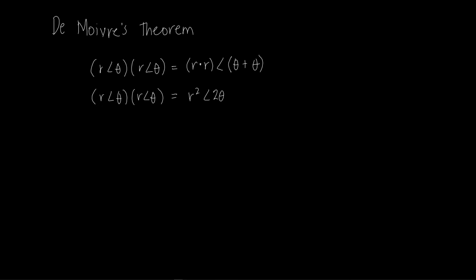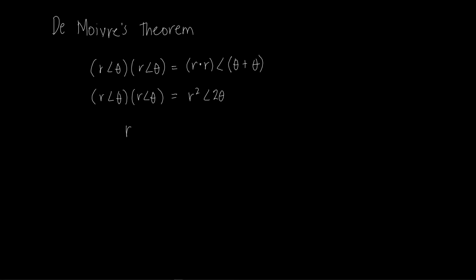Okay, so going back now, we have r squared angle 2 theta. Right? In our rule for multiplication, we multiply the two r's and then add the two thetas. That's what happens. So as a summary, we can do this.